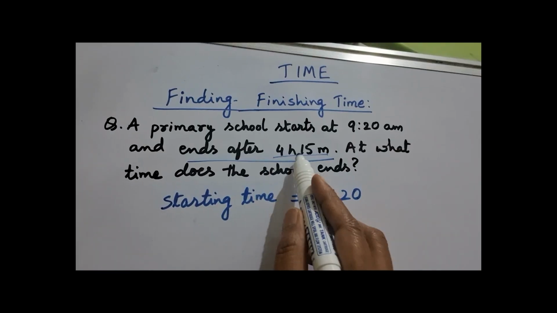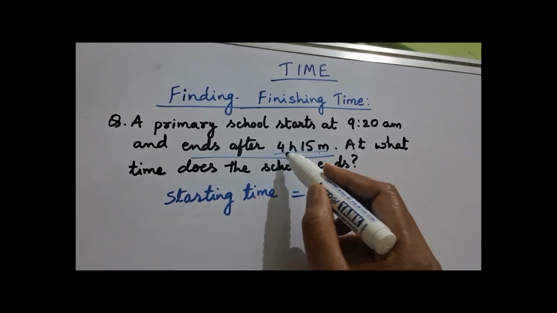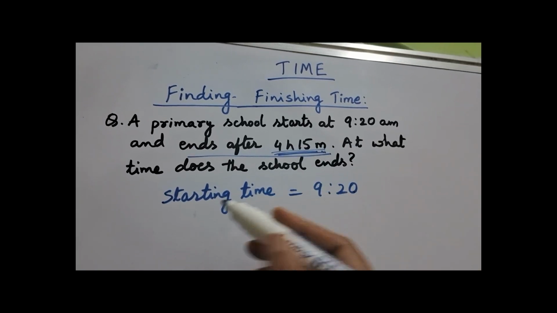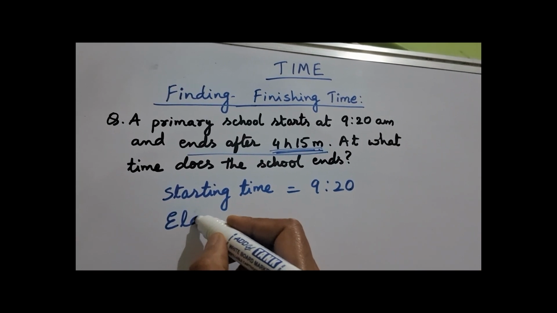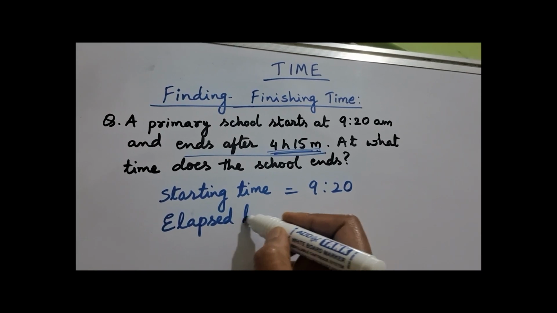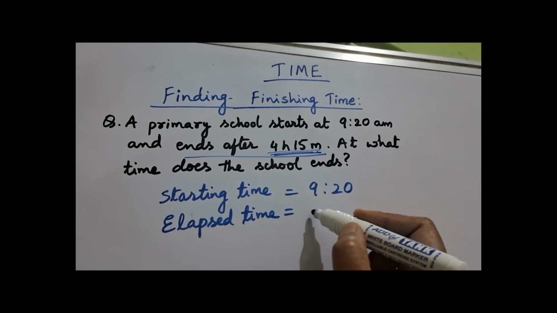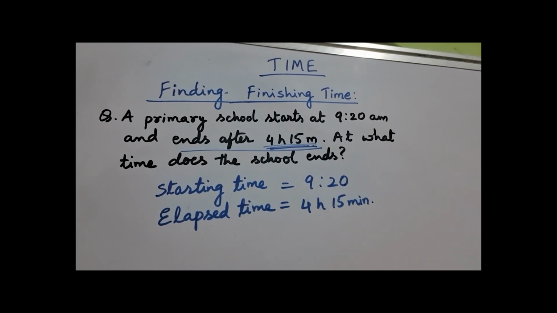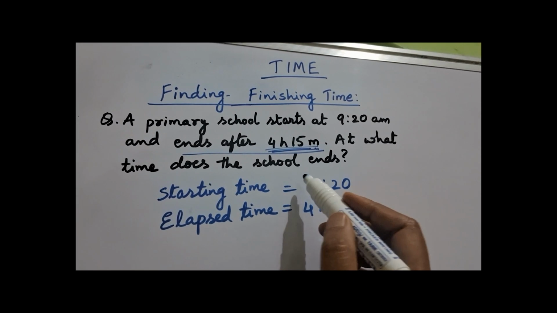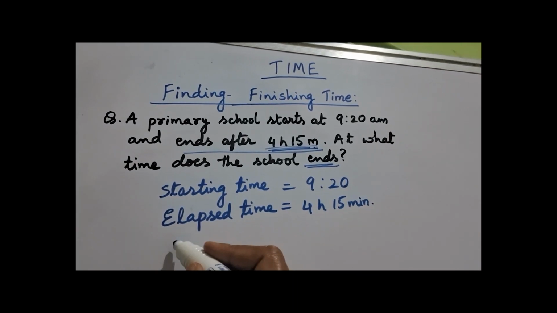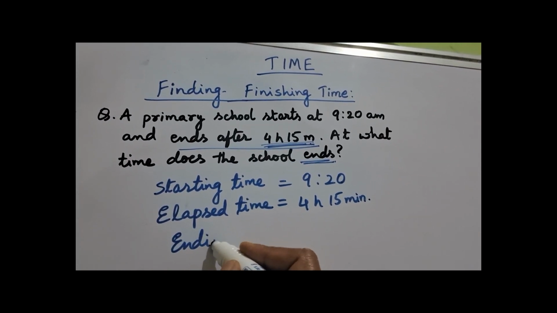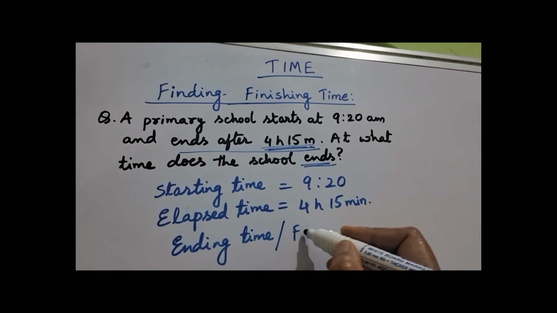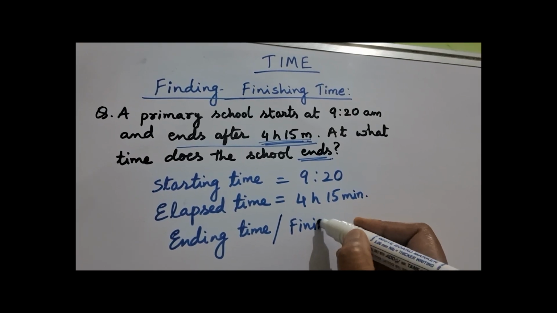Then it ends after 4 hours 15 minutes. That means this 4 hours 15 minutes is the duration of the school, isn't it? So this will be our elapsed time. Okay, so elapsed time is given. How much? 4 hours and 15 minutes. Okay, children. Now we need to find the ending time. So this will be our ending time, or we can also call it the finishing time. Okay, children.